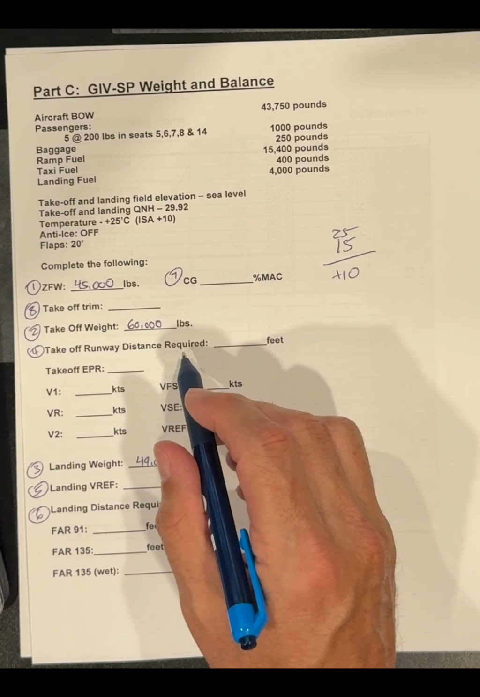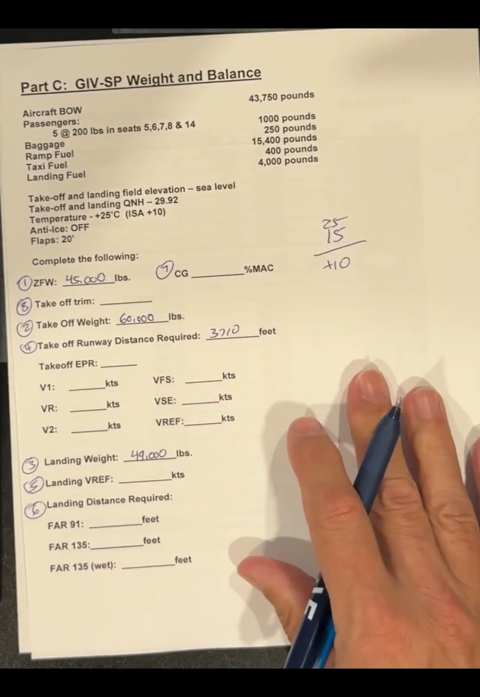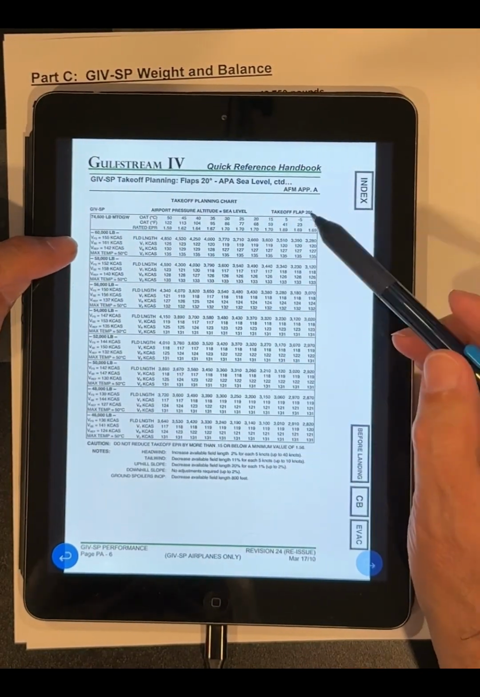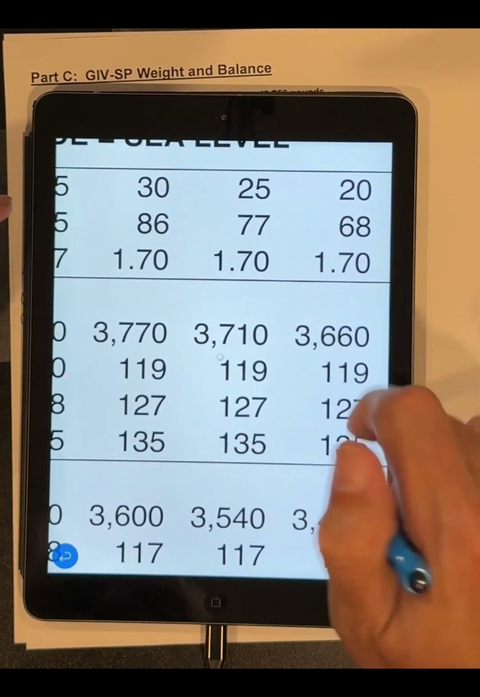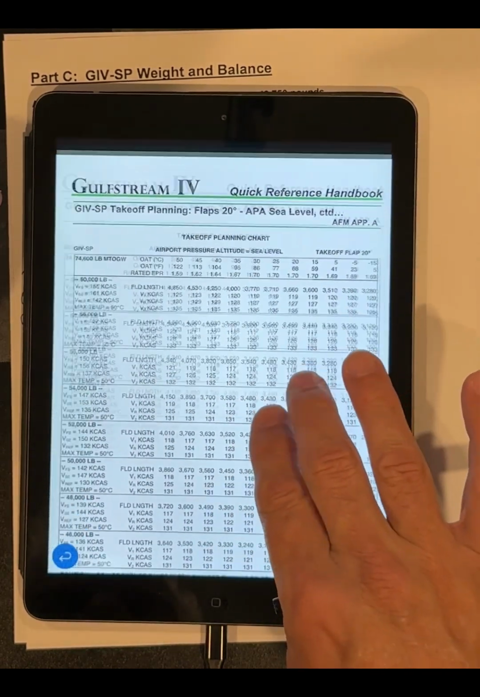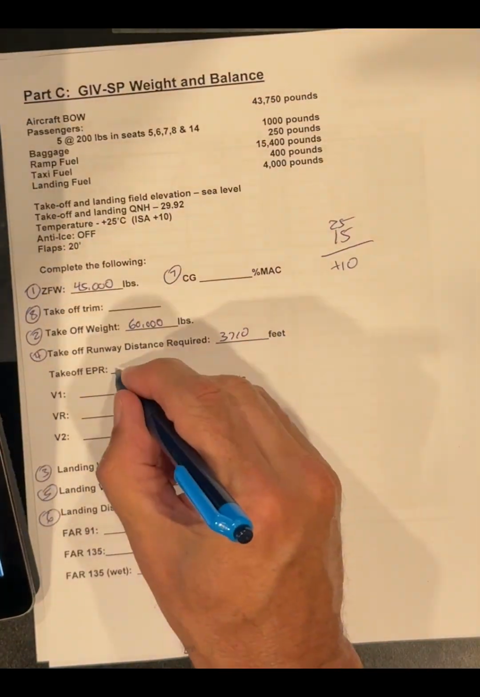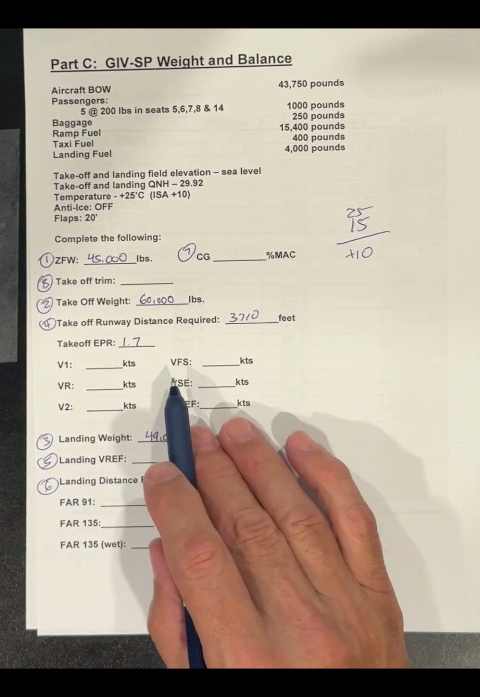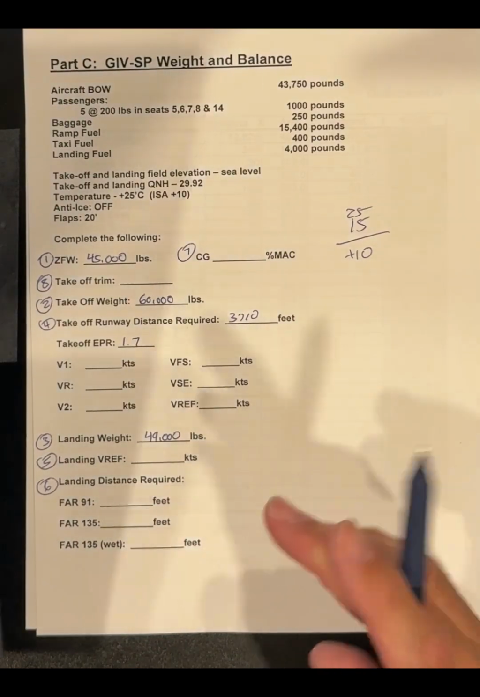Takeoff runway distance required. What did we say? 3710, right? Takeoff EPR. What was that EPR again? Well, let's go back to the chart. 60,000 pounds, 25 degrees right here. There's the EPR. 1.7. You see that? 1.7. And it's rated 1.7. So let's fill that in. 1.7. And these V speeds, V1, VR, V2, VFS, VSE, VREF, we just went over all of those. We know where to find that.